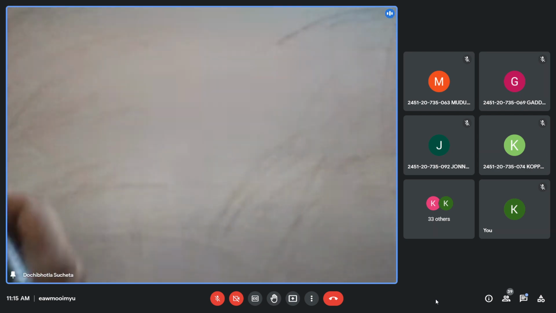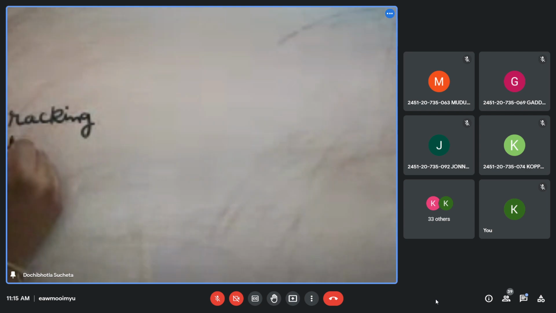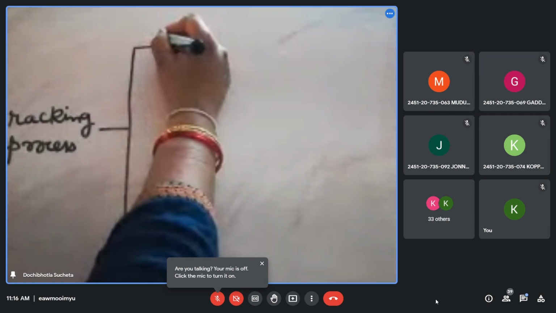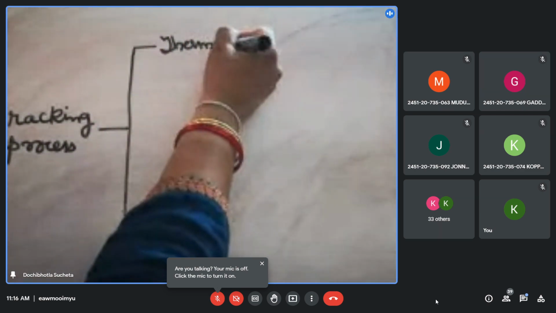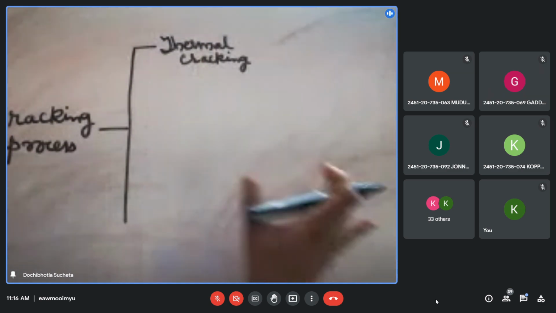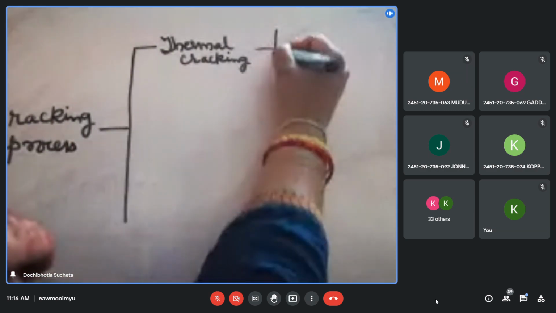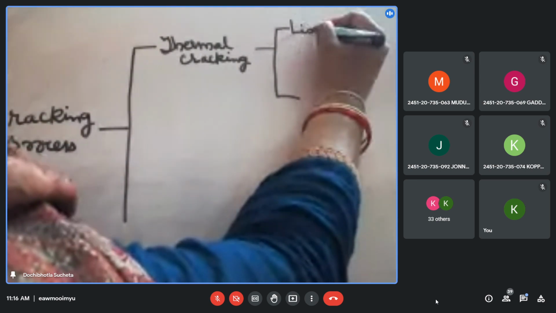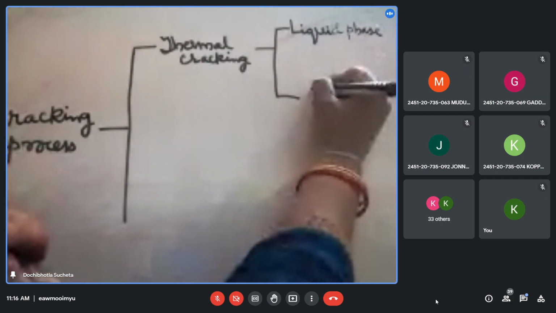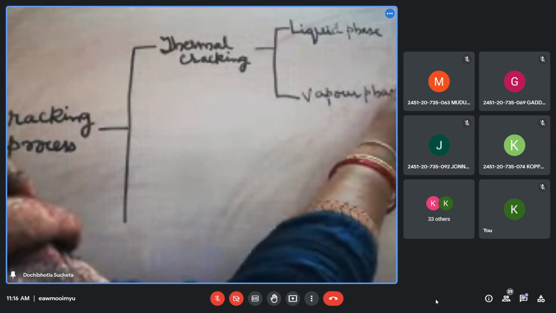Okay, I'm drawing the flowchart. So the cracking is done in three ways. Okay, first one is simple thermal cracking. Okay, thermal cracking, in which, as I've just told you, I'm just taking the middle oil fraction, I'm applying temperature and pressure. That middle oil fraction, if it is in the liquid state, it is called liquid phase thermal cracking. If it is vaporized, it is called vapor phase thermal cracking. Liquid phase cracking, or it could be vapor phase thermal cracking. Okay.